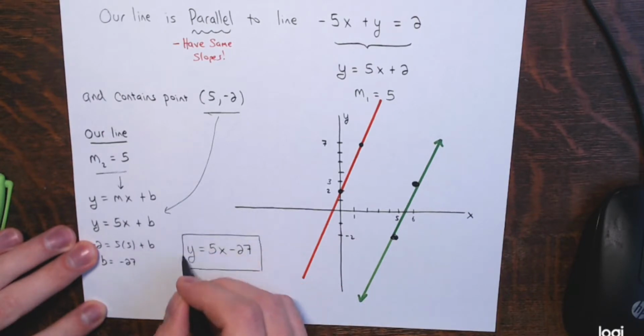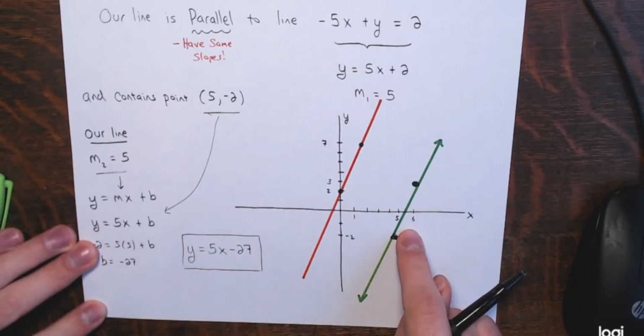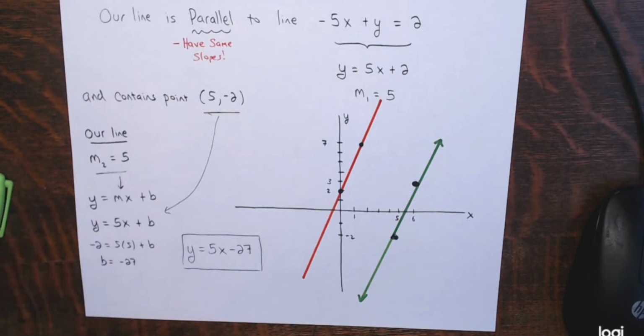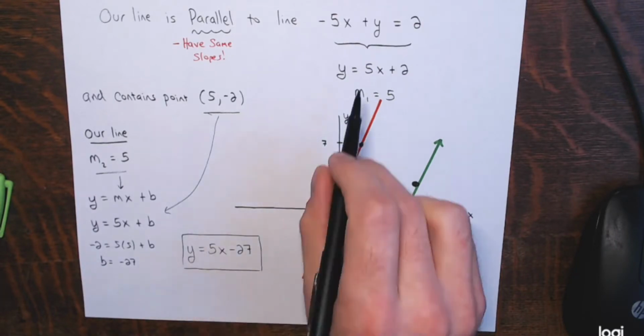That's this line here that I drew, the second line. It would hit the y-axis at negative 27, but still have the same slope. Remember, parallel lines have the same slope but different y-intercepts, right? Because if they have the same slope and same y-intercept, they'd be the same line and not parallel at all. They'd be right on top of each other. But this is it. All right, and this has the point 5, negative 2 on it.